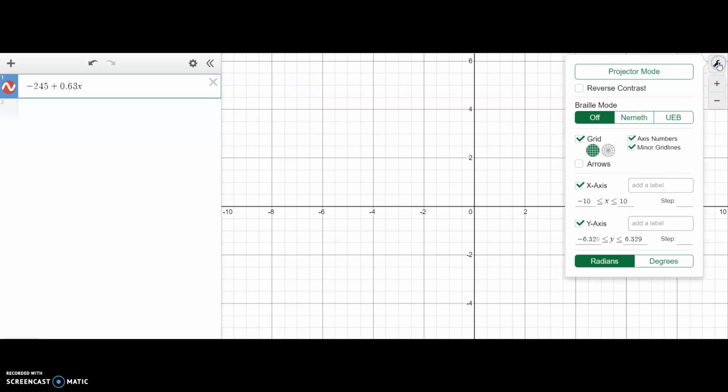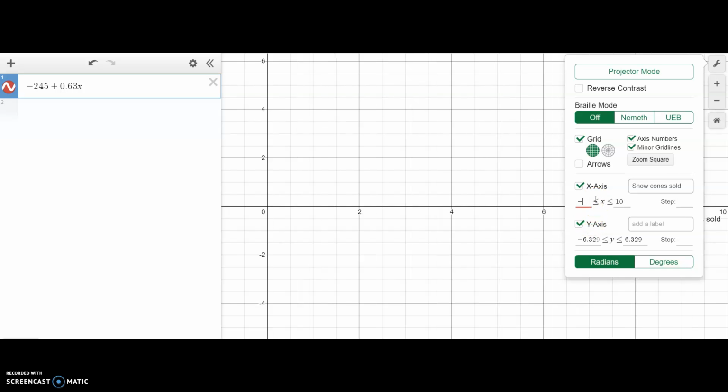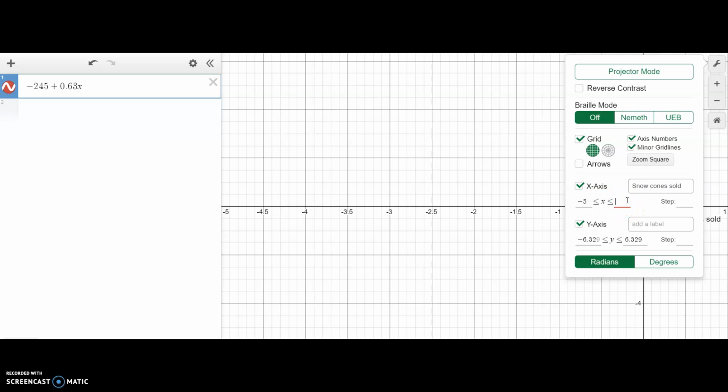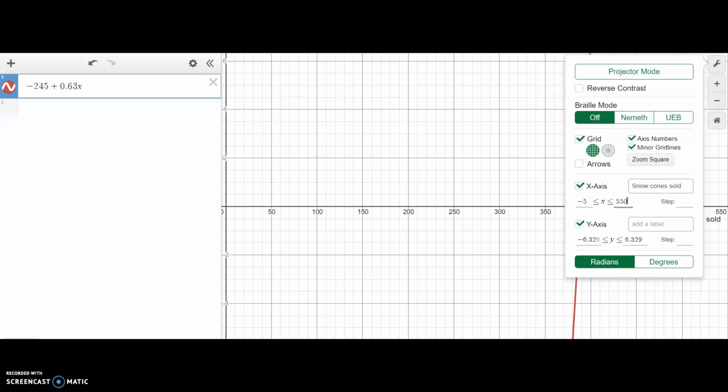So I'm going to go to graph settings, and our X's had to do with snow cones sold. So I'm going to go ahead and do a label here, snow cones sold. And I'm going to go ahead and just put -5 just to give myself some space in the window. But then for my maximum, what do we say, 500, let's say 550. To give ourselves some cushion.